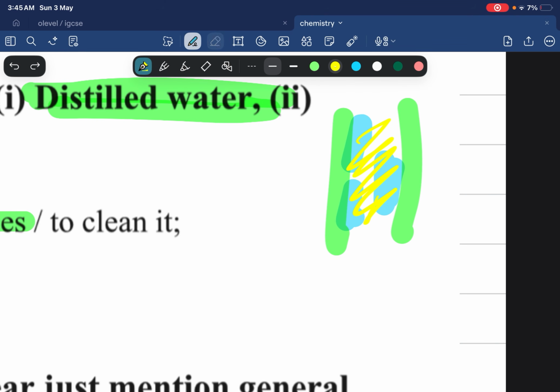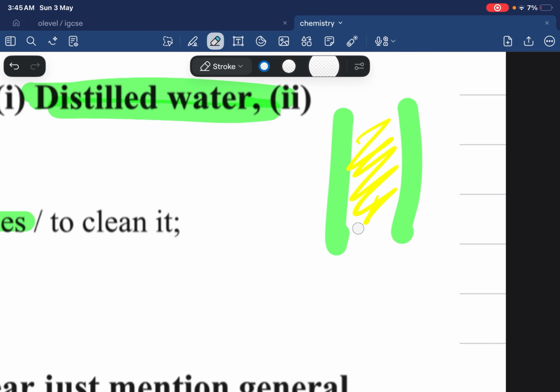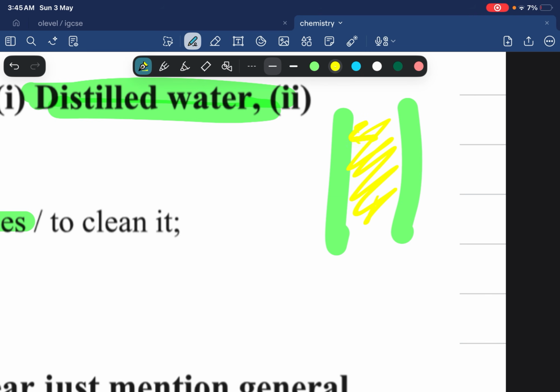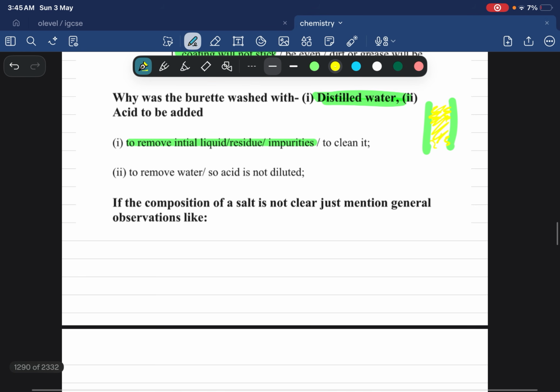Okay, so this should be washed with the yellow thing, so there are only yellow droplets here, so that the concentration of the thing in the burette does not change, it does not get diluted. That's important.